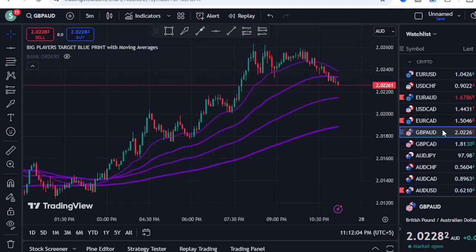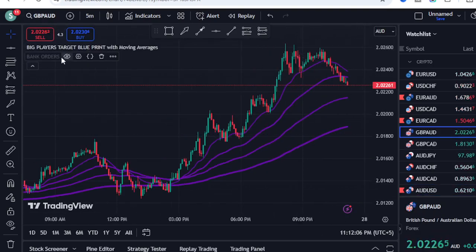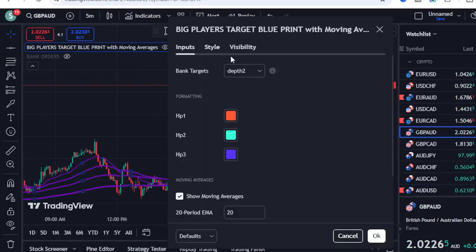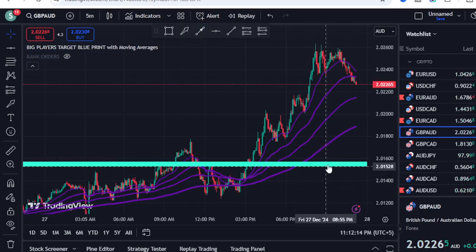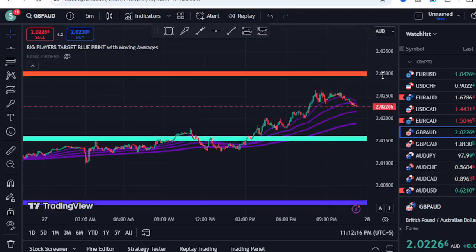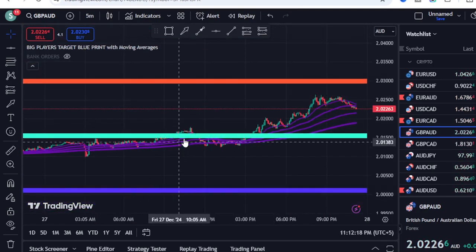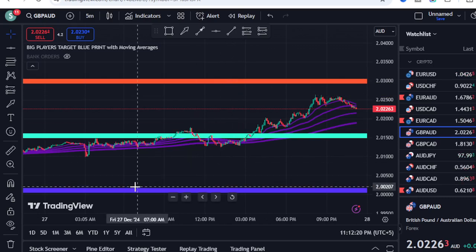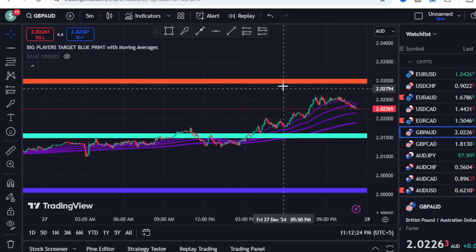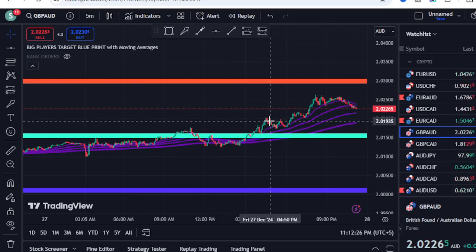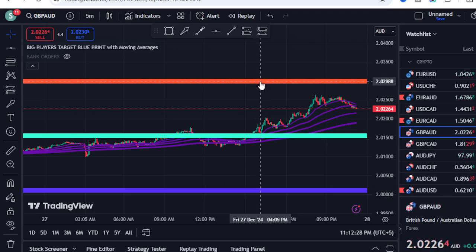Let me first show you that this player indicator consists of three types of depths. First, we are going to depth 1. If you go to depth 1, you will find three levels: blue, green, and the red one. Above the blue level we are looking for buy opportunities, and above the green we are looking for buying opportunities, and below the red level we are looking for selling opportunities.